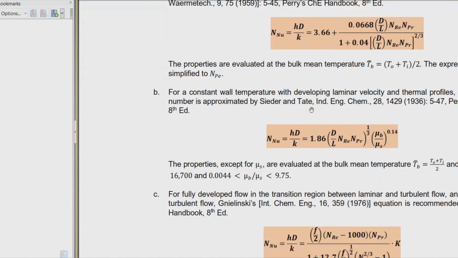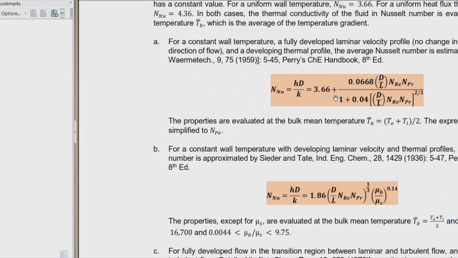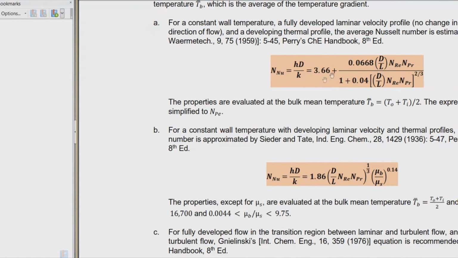So this is an approximate of Seider and Tate, and this one is, I think, the one used for McCabe. And when we had this board exam, this one is the one that they use. So I want you to use this since this is the Perry's Handbook edition. But I want you to check your answers using this one. But this should be just used for developing laminar velocity.